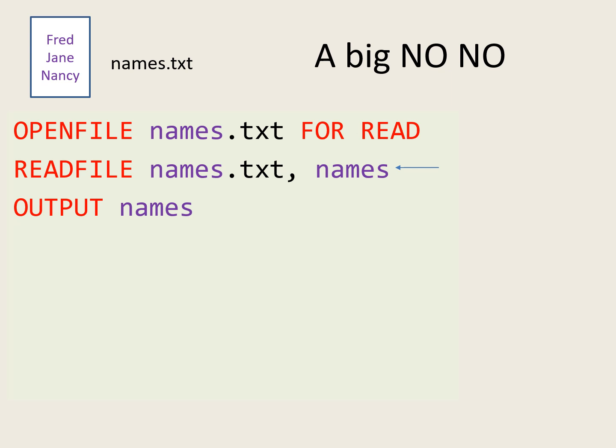Read file names.txt, and then I've made a variable called names that's going to store the first line. This is a problem because this won't work. You get an error message or you lose a mark in the exam because you can't use the same identifier or same name. So the text file is called names, and we can't use a variable names now as well. We would need to change that. So we can't use the same identifier for a text file and a variable in the same code.